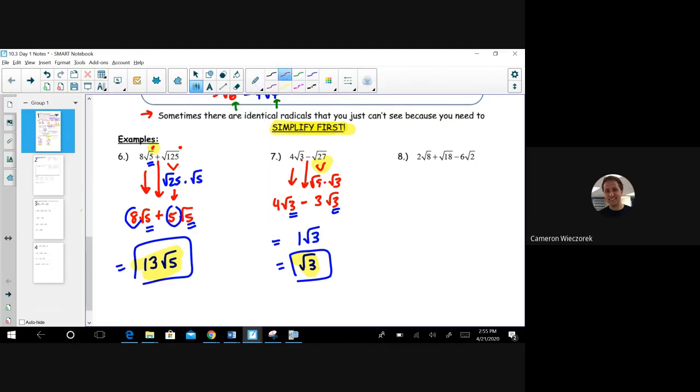Number 8, I see 3 different groups. I see an 8, I see an 18, and I see a 2. Clearly not the same number. So I'm going to try and break down any of those that I can. The only one that doesn't break down is the 2. So that one's just going to stay as is.